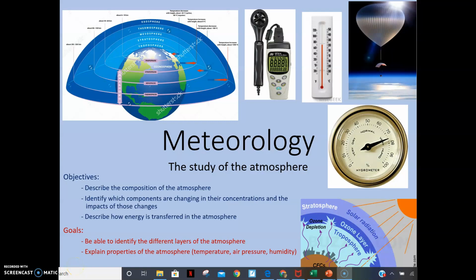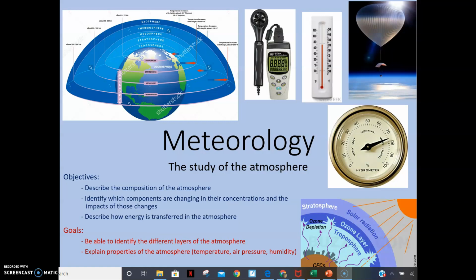I'd like to take a little bit of time and introduce you to a new field of study that we will be focusing on for the rest of the semester. We will be learning what is called meteorology. By the end of this semester, I hope that we are all, on some level, amateur meteorologists.